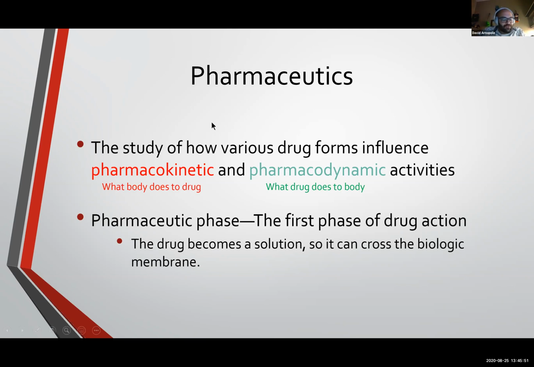Okay, so pharmaceutics, the study of how various drug forms influence the pharmacokinetic and pharmacodynamic activity. Kinetic is about what the body does to the drug. Dynamic is what the drug does to the body. Again, this will be expanded on as I move these slides forward. The pharmaceutic phase is the first phase of drug action, also known as the dissolution phase. It's when the medications are broken down to a point where your body can begin to utilize them and absorb.